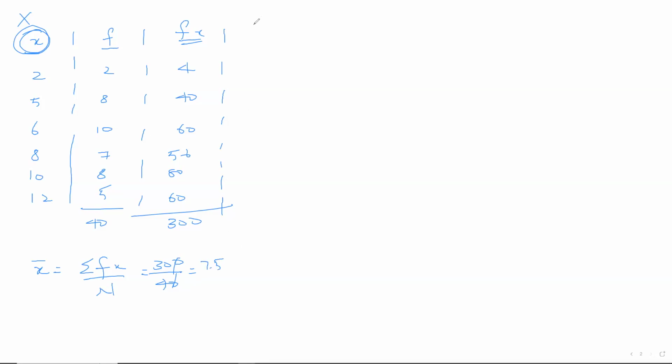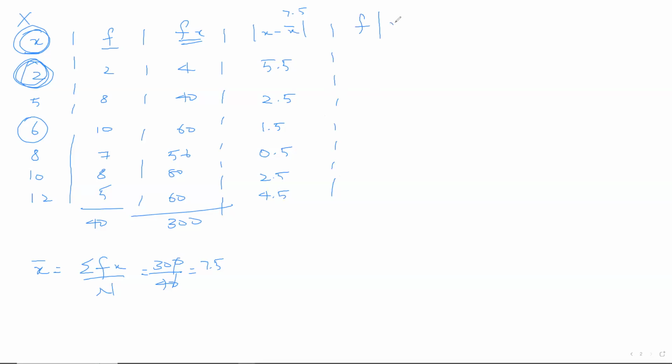Now, what do we do? Next column, x minus x dash. X dash is fixed, 7.5. Now, what is x? Here. So, 2 minus 7.5, but we're going to take the positive part of it, which gives you 5.5. 5 minus 7.5 gives you 2.5. 6 and 7.5, you keep doing, gives you 1.5. This gives you 0.5. This gives you 2.5 again. This gives you 4.5. But again, this column is useless. It's actually useful only for the next finding.